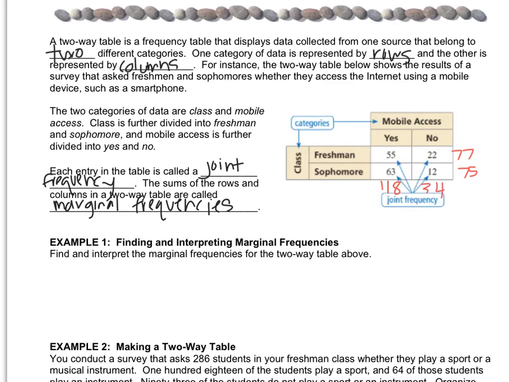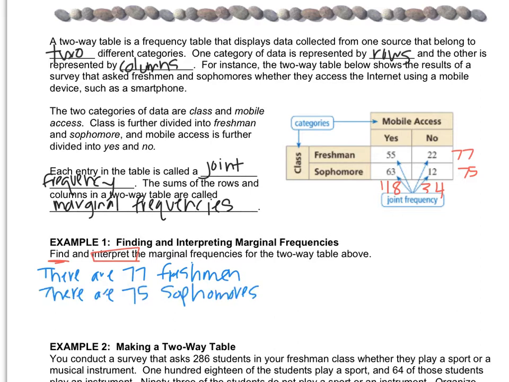So I found the marginal frequencies. Now I need to interpret them, which means I need to write them in a sentence. So we're going to have 4 sentences, and they're just going to say what those 4 numbers in red mean. The first sentence is, there are 77 freshmen. There are 75 sophomores. The next sentence says 118 have mobile access. And then my fourth sentence I'll do over here because I don't have space. 34 people do not have mobile access.